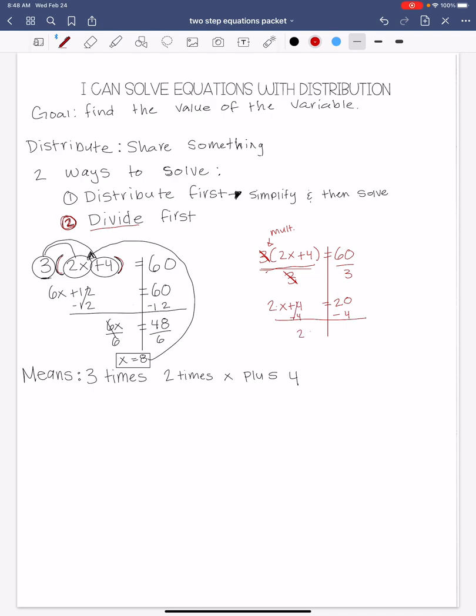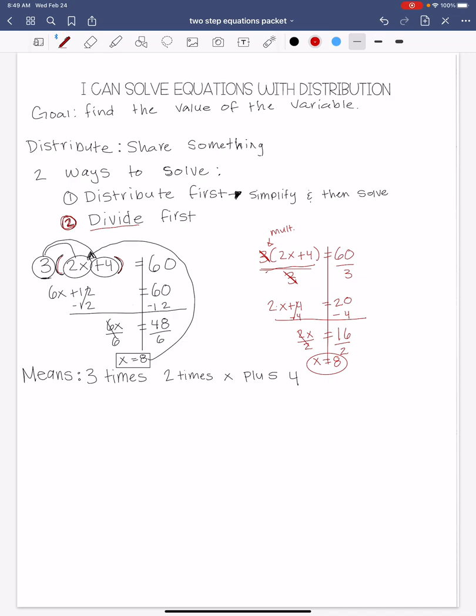And then we have 2x, make my line a little longer, equals 20 minus 4 is 16. Now we have multiplication, 2 times x. We undo that by dividing, and we get x equals 8. So we get the same answer either way, we just did a different process. And like I said, you can make a decision on what works best for you in your brain, right?